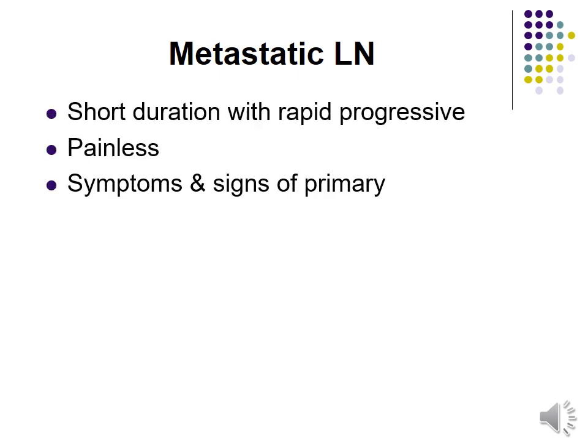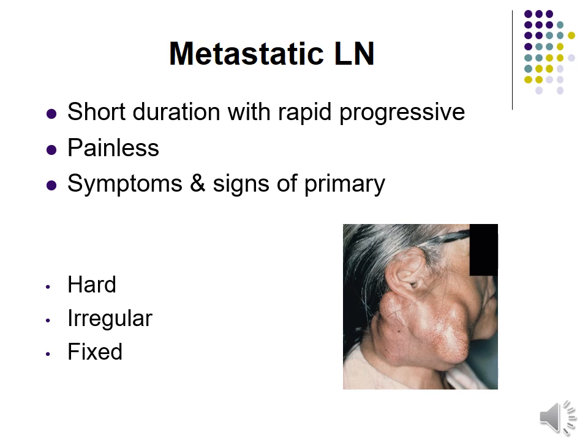What about a metastatic lymph node? It's a very important entity to consider, to see if your localized lymphadenopathy is due to metastasis or not. Usually the history is short, with a rapidly progressive, painless swelling. Sometimes the patient complains of symptoms or signs of a primary lesion in the mouth, neck or scalp. Usually the lymph node itself is hard, irregular, and fixed to the surrounding tissue.